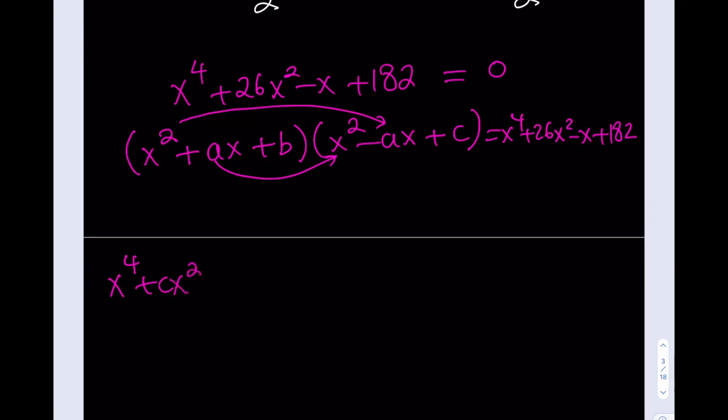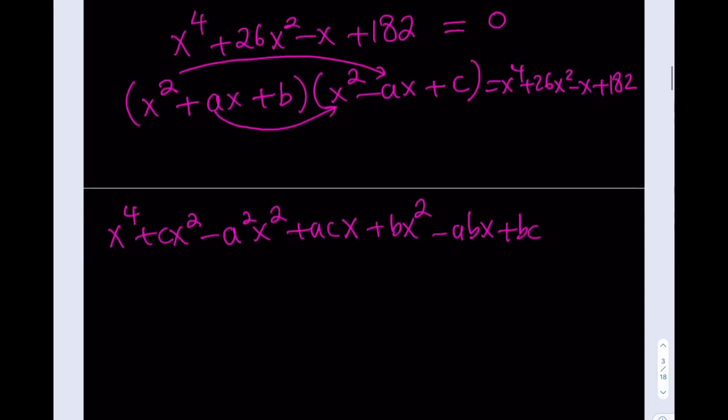And then if I distribute the ax, that's going to give me negative a squared x squared plus acx. Again, I'm ignoring the x cubed terms, plus bx squared minus abx plus bc. Beautiful. And that's going to equal our expression, but let's simplify this a little bit.